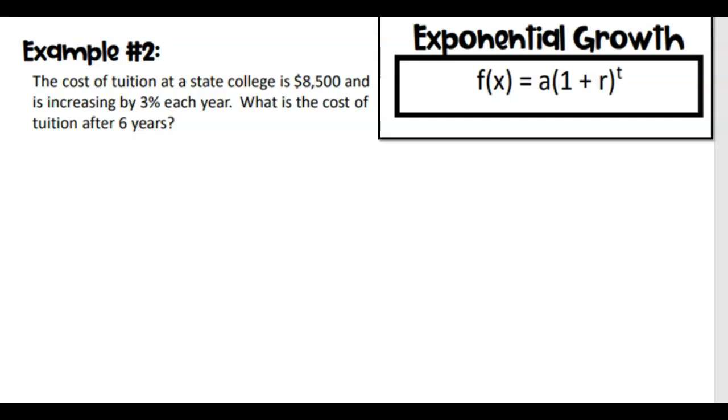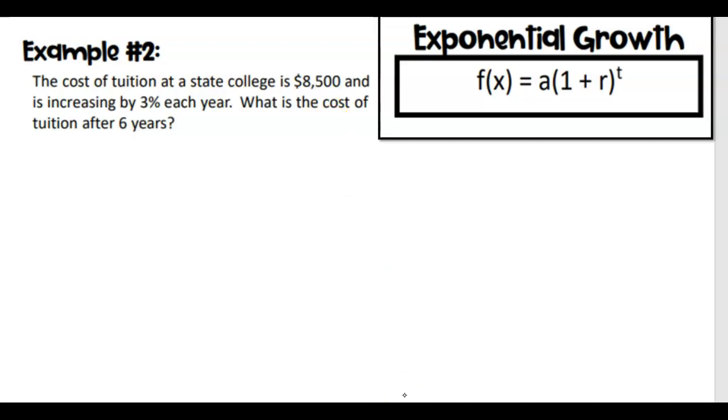Second example, the cost of tuition at a state college is $8,500 and is increasing by 3% each year. I'm not sure what the current rates are. I'm not sure if this data is current or if it's out of date. A state college would not be something like San Jac. San Jac would be a local college.